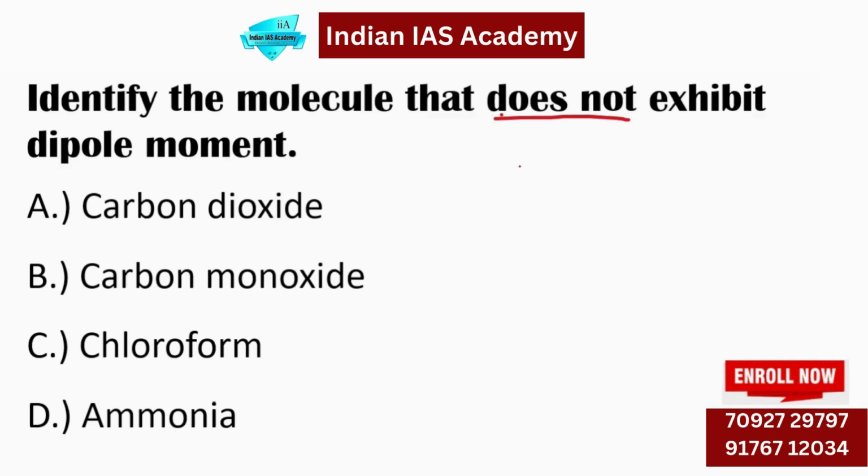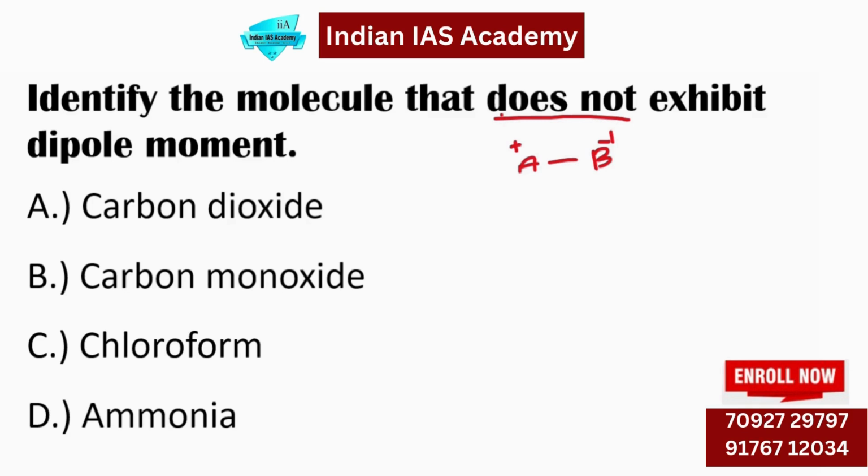For example, A is an atom. A group of atoms is called a molecule. So A is an atom, B is an atom, and together AB is a molecule. So dipole moment means, for example, if A is highly electronegative, A will have a negative charge, and B will have a positive charge.